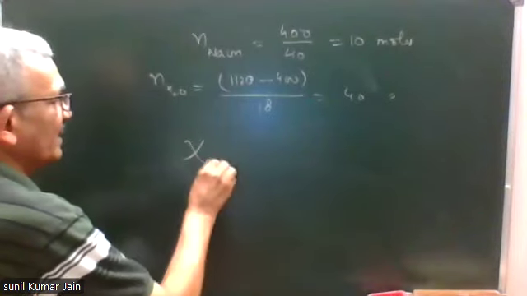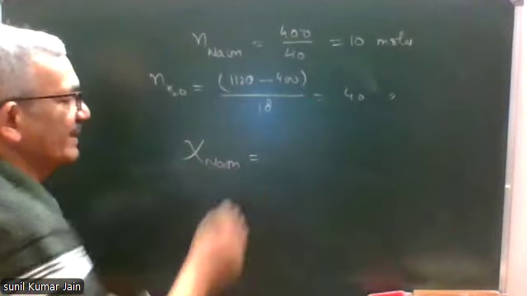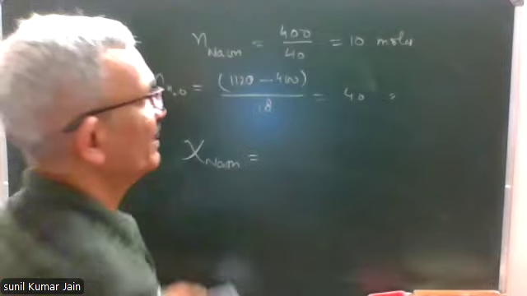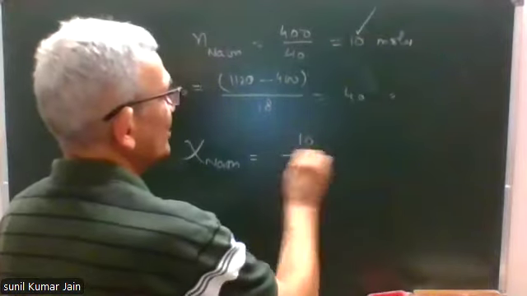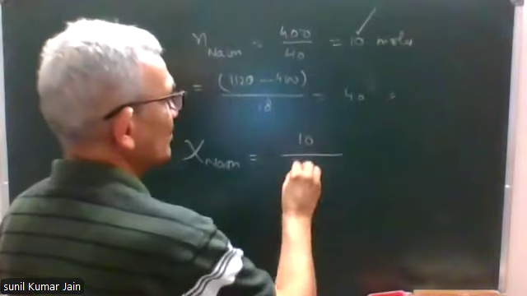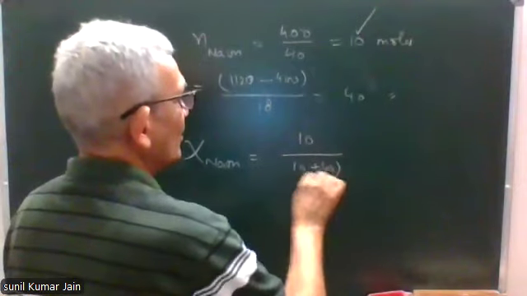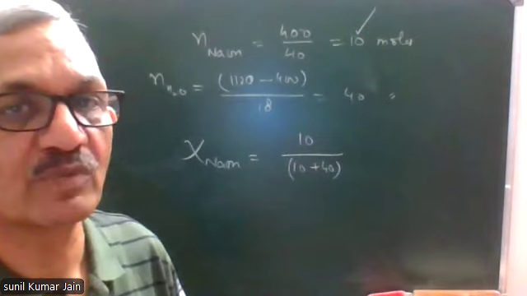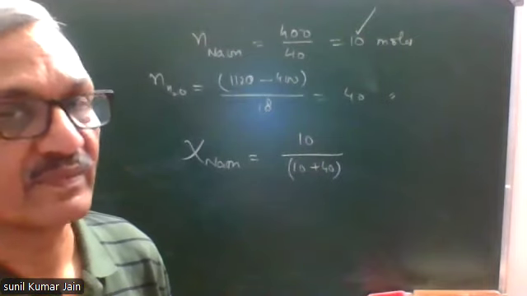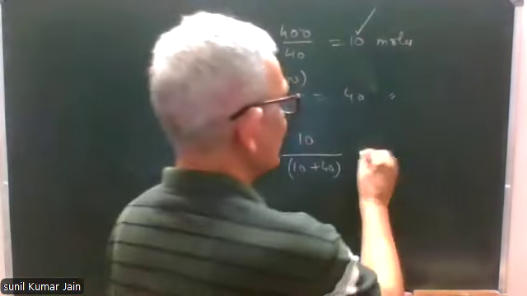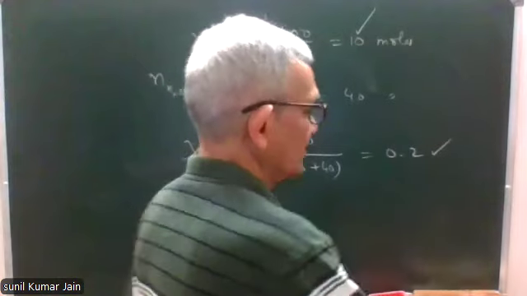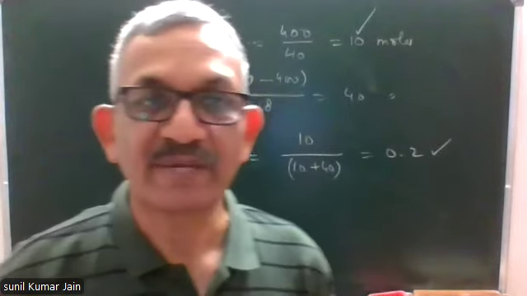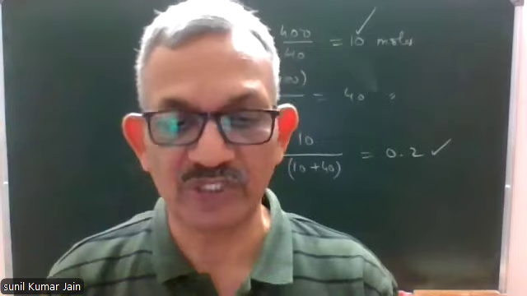Now, chi NaOH. Chi NaOH means mole fraction of NaOH will be number of moles of NaOH divided by sum of the number of moles of water and NaOH. So denominator is number of moles of all the components added together. So this comes out to 0.2 is the answer. It's a dimensionless quantity. It has no units.